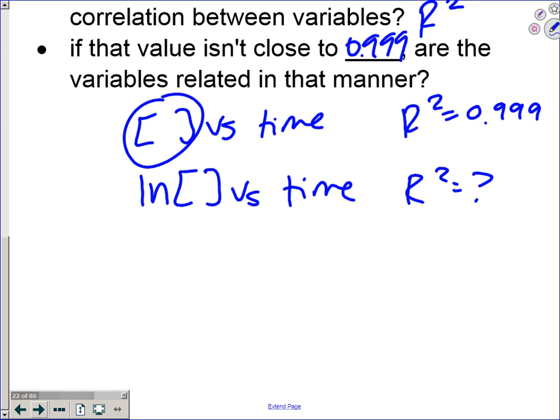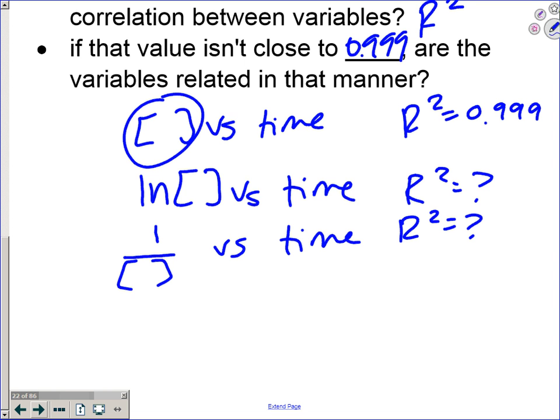This was in your reading too. I'm just seeing what you remember. Anybody? 1 over the concentration versus time. And we'll look at the R squared value. Okay, so we're basically going to vary the concentrations. We're going to look at the data we have, and we're going to look for the linearity between variables.